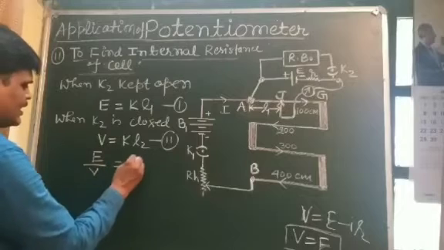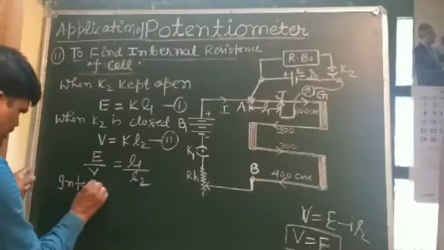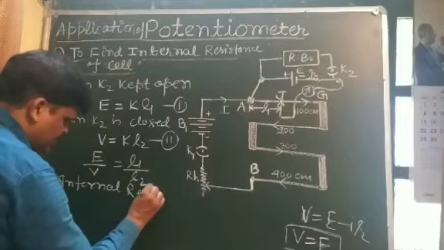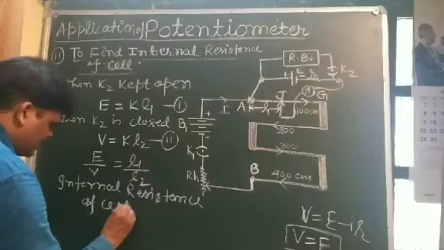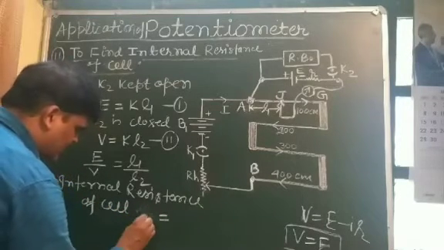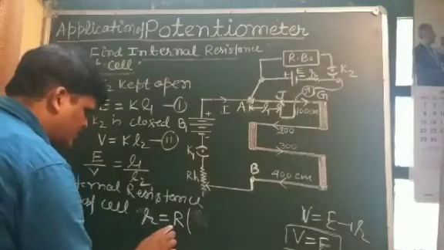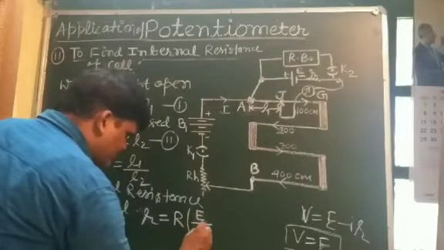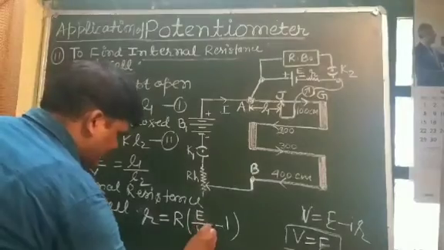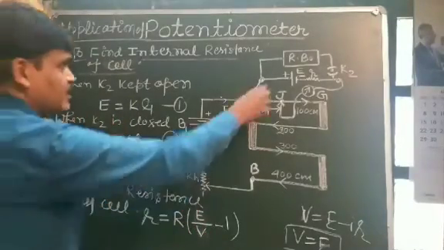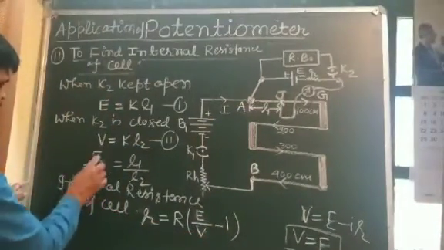Dividing the first and second equations, E by V equals L1 by L2. And students, you know the formula for the internal resistance of a cell, r equals R times E by V, which was already derived in the topic of the cell. Here small r is the internal resistance of the cell, R is the external resistance, E is the EMF of the cell, and V is the terminal potential difference.